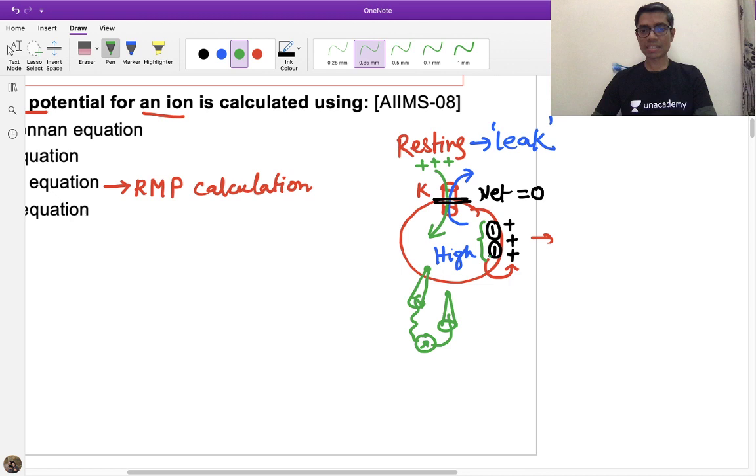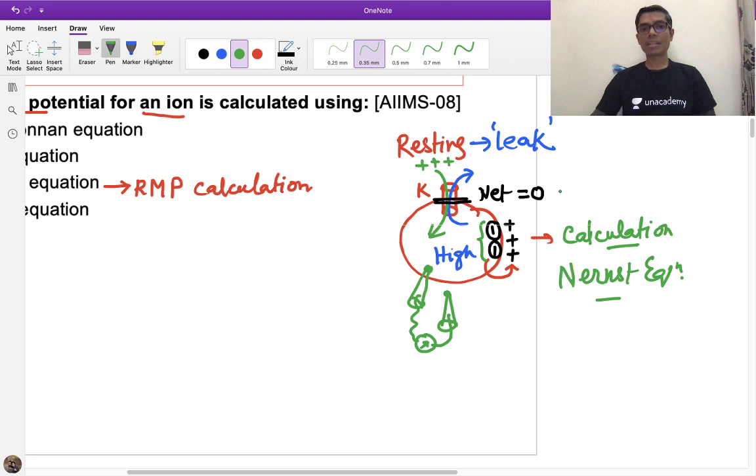Equilibrium potential is measured by putting one microelectrode inside and one outside. But if I ask you, suppose I don't have this kind of electrode and galvanometer, can I calculate this equilibrium potential? The mathematical calculation of equilibrium potential is done by the Nernst equation. Nernst equation is for equilibrium potential.